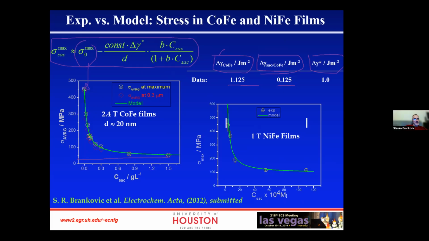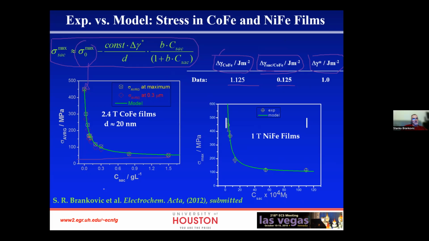And that explains this thermodynamic effect where you're changing the surface energy and grain boundary energy. The presence of the additives on the surface is changing the driving force for grain zipping, and that overall results in less driving force for zipping and less stress in the films.